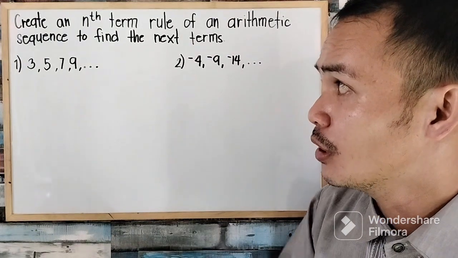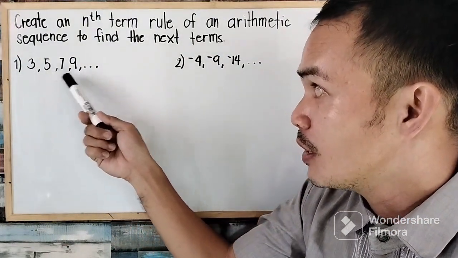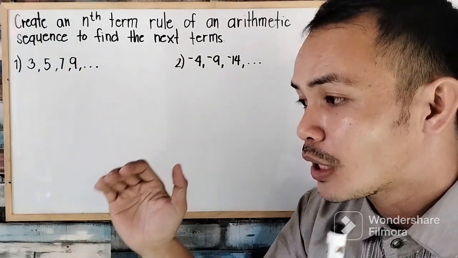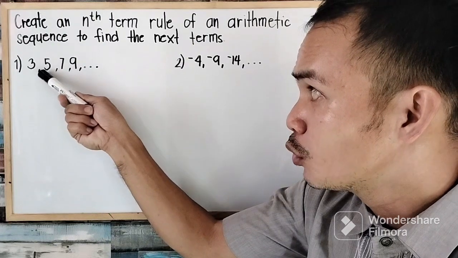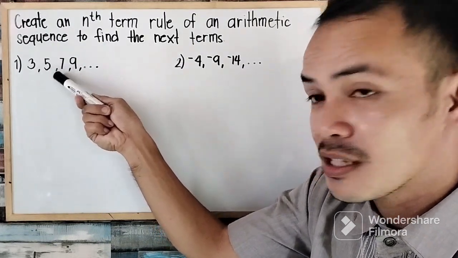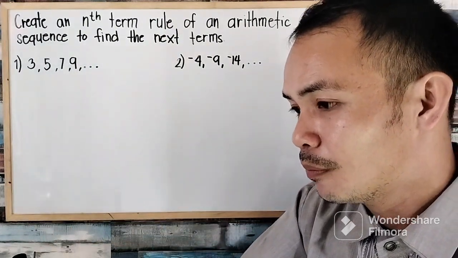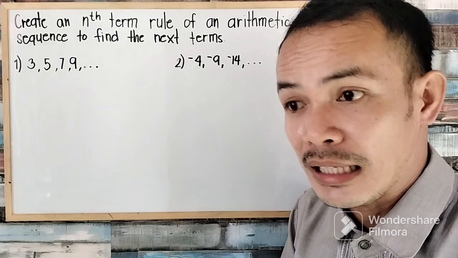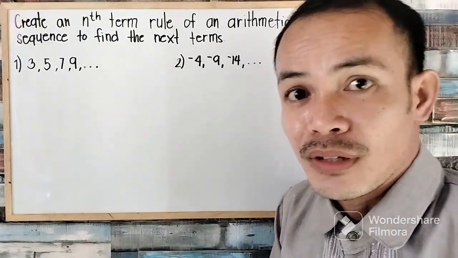Let's say for example, in our number 1 example here, we have 3, 5, 7, 9. If you're going to look at the pattern, kung makikita mo dito, we just simply add 2 to 3 to make it 5. And add 2 to 5 to make it 7. So you will just simply be adding 2 to the term repeatedly, right? Okay, so that is very simple, right?